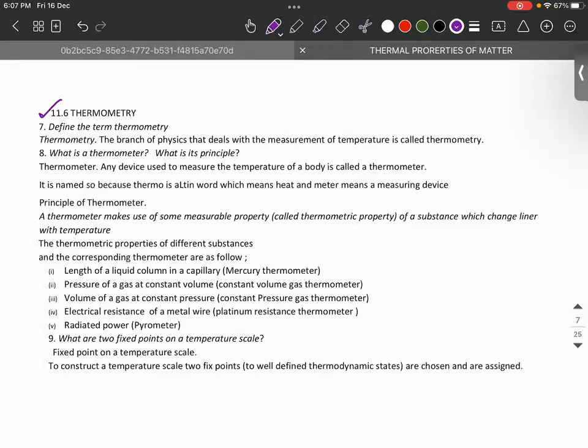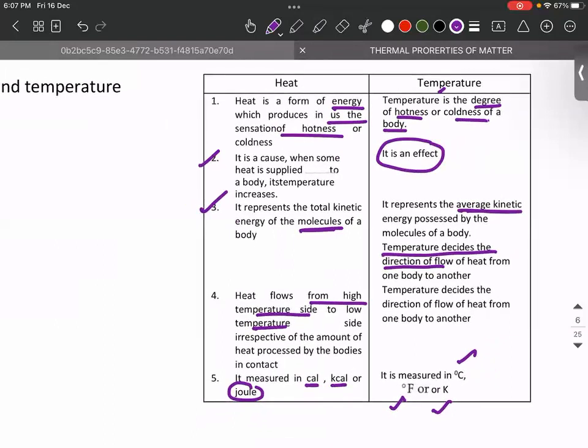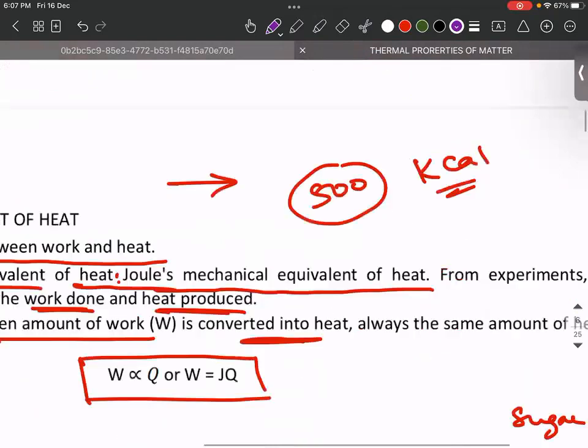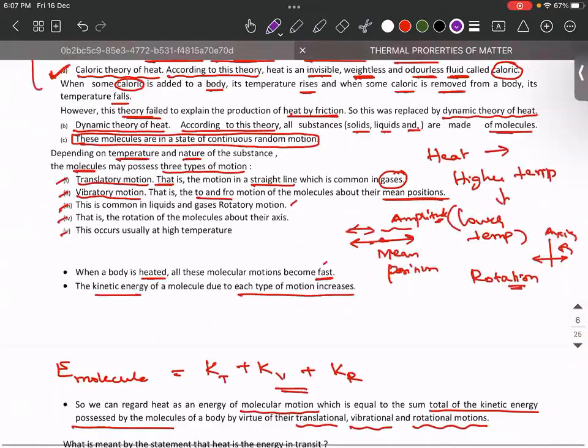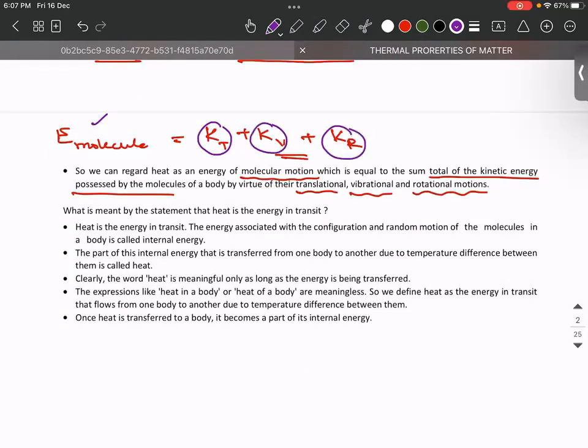Next is thermometry. Sir, what is the difference between total kinetic energy and average kinetic energy? So heat energy we saw there, no? What did we see there? I wrote a mathematical expression, see. So energy of molecule is equal to kT, kV, and kr. So here I'm talking about the total energy of a molecule.